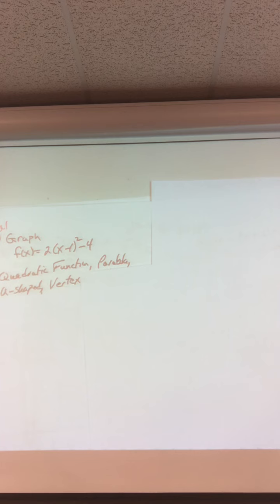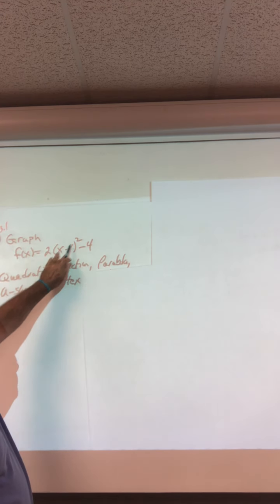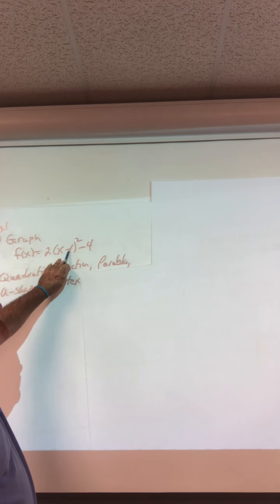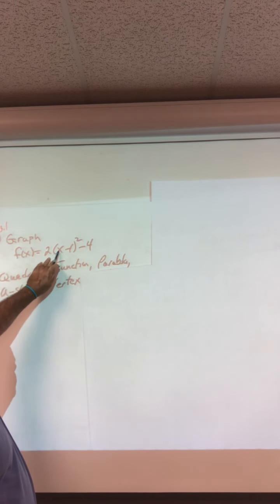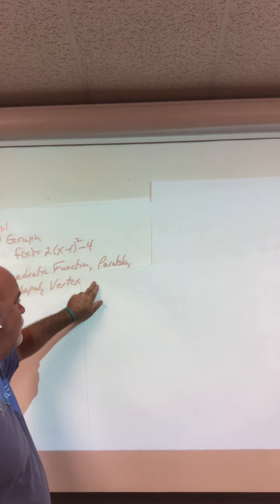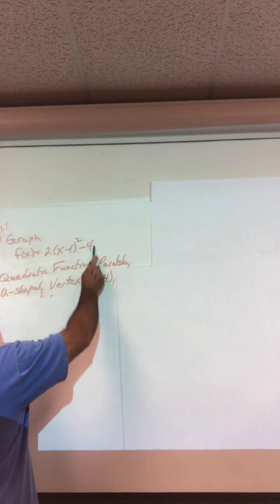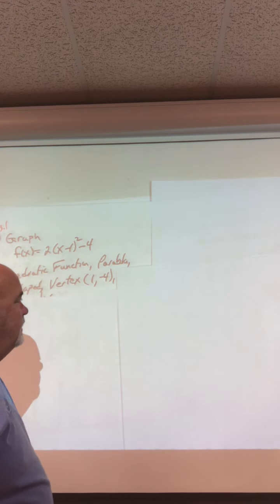I showed you how to get the vertex in great detail in that video, but we'll go over it again here. Take the opposite of what's behind the x, but in front of the square. So take the opposite of that, so that would be plus 1. So if this was x plus 1, it'd be negative 1. If there was no number in there, it would be 0. So take the opposite of what's behind that x, and that's your x value. So it would be 1. And then your y value is always the number that's on the end, not the opposite of it.